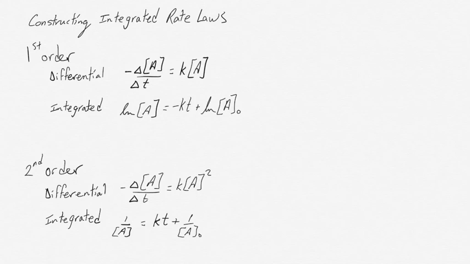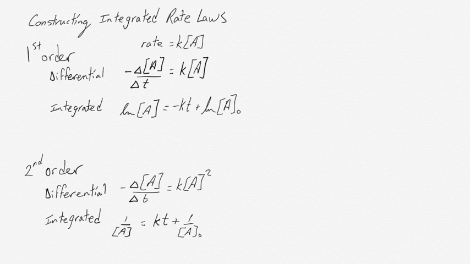Your textbook never actually shows you how to connect a differential form for the rate law with the integrated rate law. If you look at the first order rate law, you can see that the negative of the change in concentration of A divided by the change in time gives you kA. That delta A over delta t term represents the rate. This is an average rate using well-separated times.